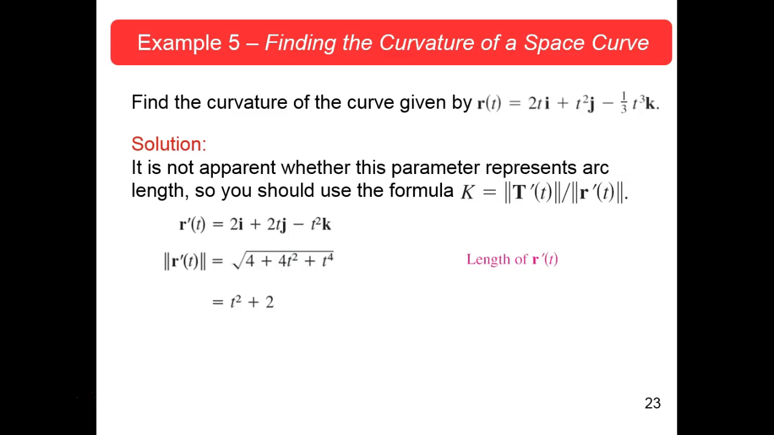Now, leave that alone for now and go back to your r prime of t, and your t of t is going to be the r prime of t from here divided by the magnitude of r prime of t from there, and that gives you 2i plus 2tj minus t squared k over t squared plus 2. Now you've got to take a derivative of that with respect to t. Not my favorite thing to do.